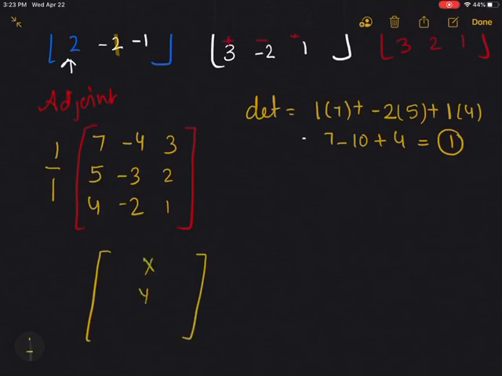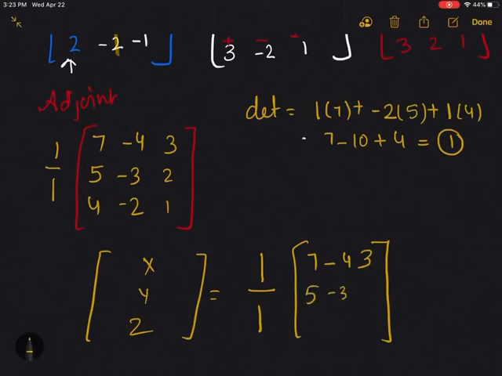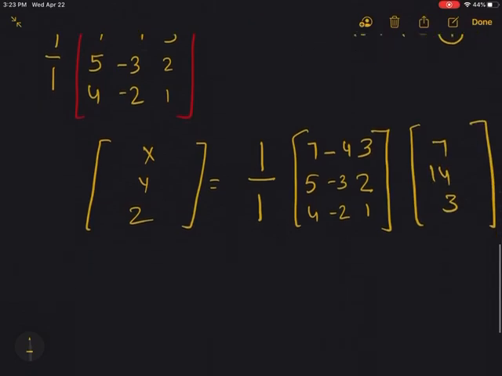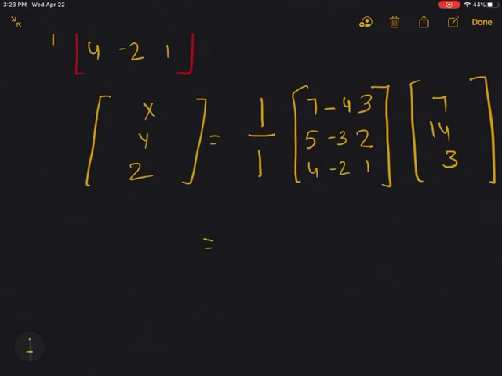I have x, y, and z. So you know this is going to be equal to 1 over 1, which is the determinant, times my adjoint, which is 7, -4, 3, 5, -3, 2, 4, -2, 1, and the matrix on the other side, which I already know, it's 7, 14, and 3. All right, I'm almost there. One last step. It's multiplying this determinant by this inverse matrix. This is the determinant one. This is the inverse. And these are the numbers on the other side.